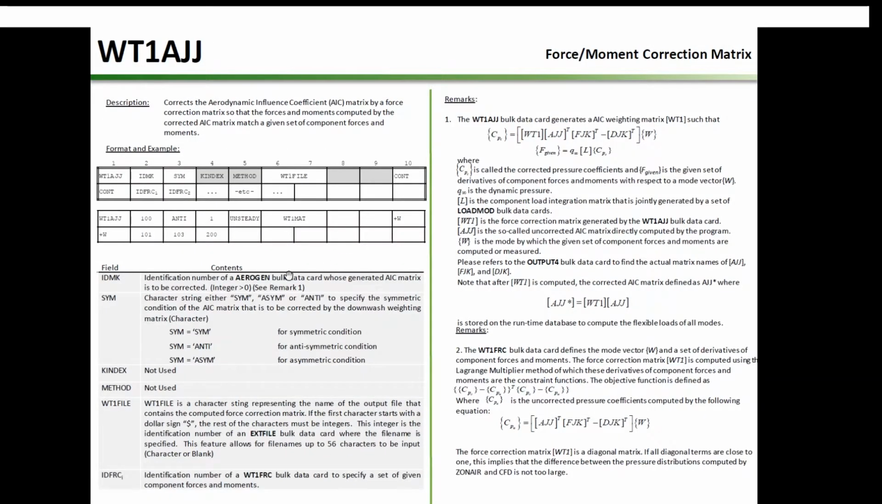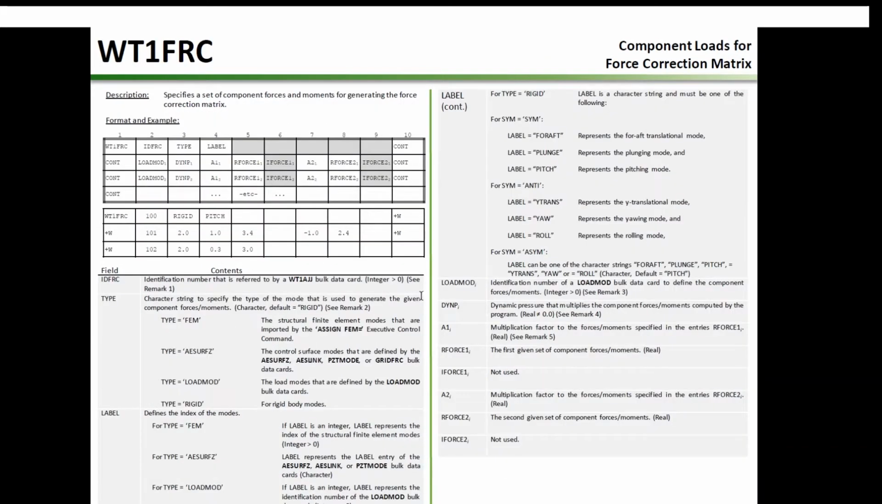in the WT1 AJJ, if it's symmetric, then you have three choices: a plunge mode and a pitch mode. If you have anti-symmetric, you have a Y translation, yaw mode, and roll mode. If you have a full-span model, you can choose one of them. And after that, you refer to a load marker. For example, this load marker represents a wing root bending moment.